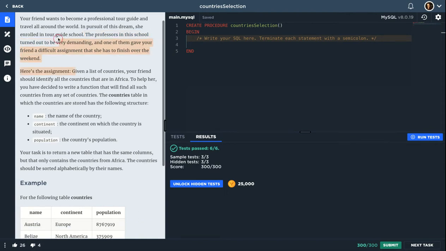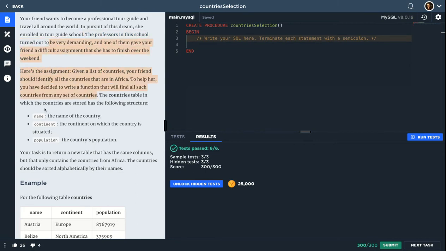Here is the assignment. Given a list of countries, your friend should identify all the countries that are in Africa. To help her, you have decided to write a function that will find all such countries from any sets of countries.